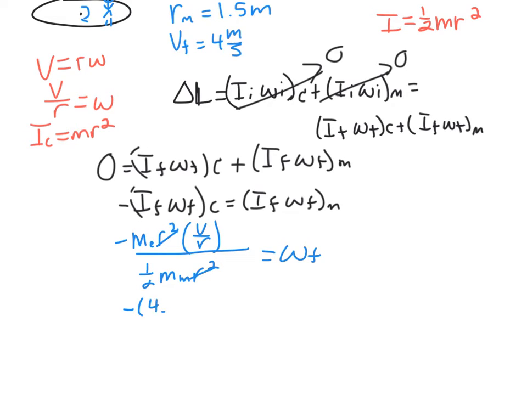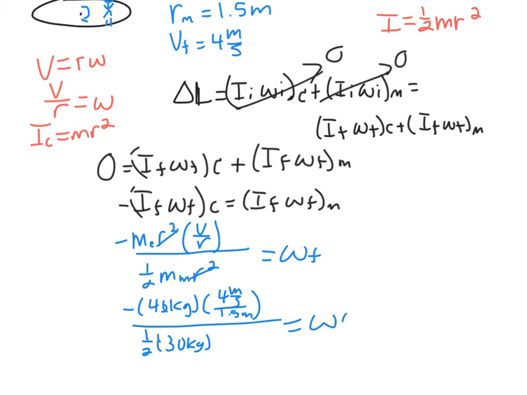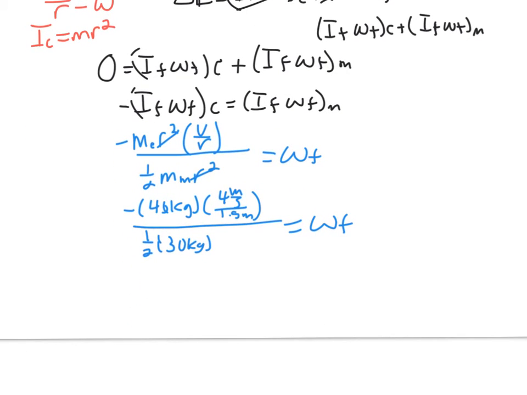Negative mass of the child, which is 40 kilograms, times 4 meters per second over 1.5 meters, because he's standing on the edge of the merry-go-round, over 1/2 of 30 kilograms. And that's it. Equals omega final. So multiplying this out, we'll get negative 7.11, keeps on going, radians per second for omega final.